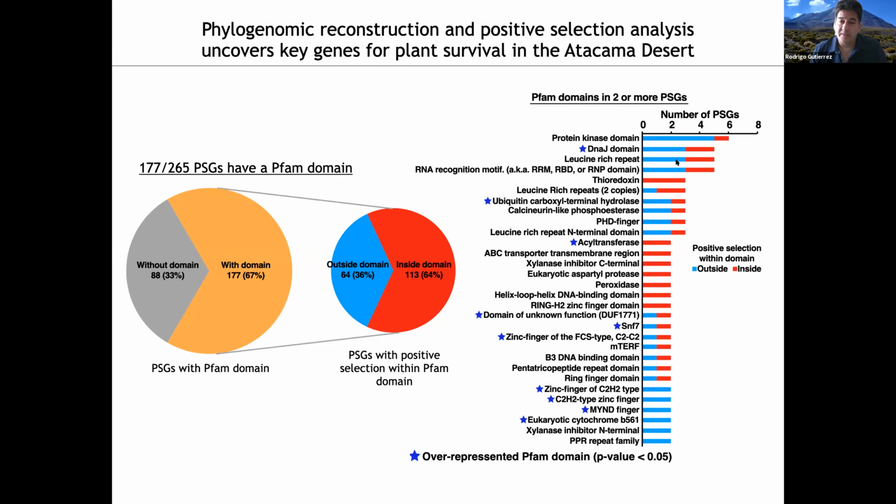These graphs show the different Pfam domains that we found. Some of them are overrepresented, which are indicated with these blue stars, like DnaJ domains, so related to our previous talk. These domains are common in chaperone proteins. But we found a number of protein domains, such as protein kinases, acid transferases, also zinc fingers, which are found in different types of proteins, for example, also in transcription factors.